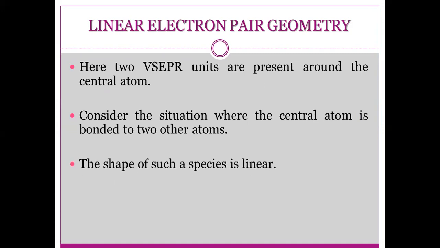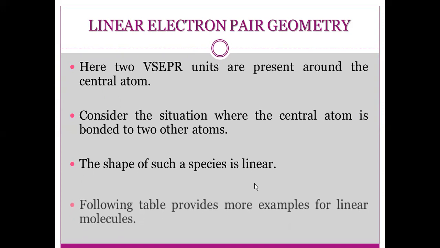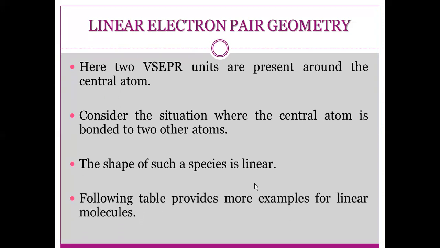We should be very careful about that, right? Though the geometry is linear, yes, the shape is also linear, there is no change. Why? The two VSEPR units lead to bonding pairs, not forming a lone pair, and you will end up with the shape of linear. The following tables provide more examples of linear molecules. Let's step into the examples one by one.